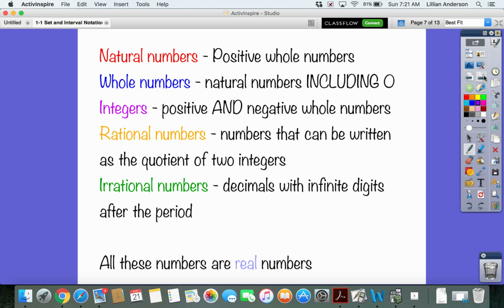Rational numbers are numbers that can be written as the quotient of two integers. Now, quotient basically also means a fraction. So when you hear the word quotient, think fraction. I think that's where the Q comes from in the symbol, because quotient Q. But a quotient is a fraction, and rational numbers are basically numbers that can be written as a fraction.